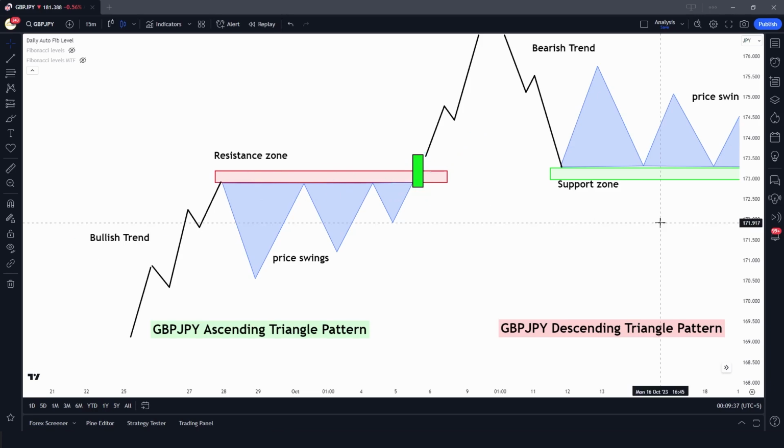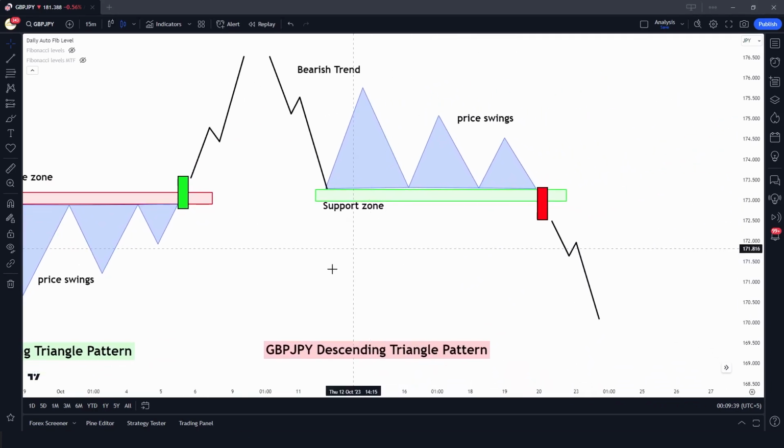Now let's talk a little bit about the descending triangle pattern. Now this is the same but opposite. So what happens is, in a descending triangle pattern, the prior trend is bearish in direction, and then there's a formation of these swings or these triangles at a support zone or a demand zone, and they become smaller and smaller with time. So with the formation of these smaller and smaller price swings, the momentum of buyers is fading out at this support zone.